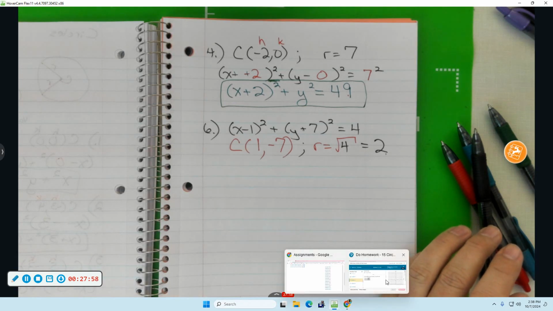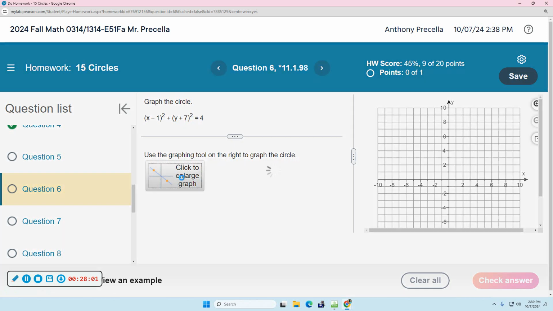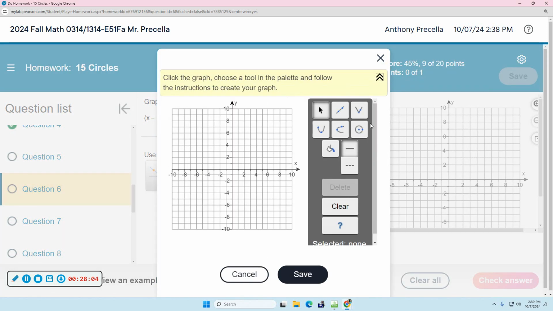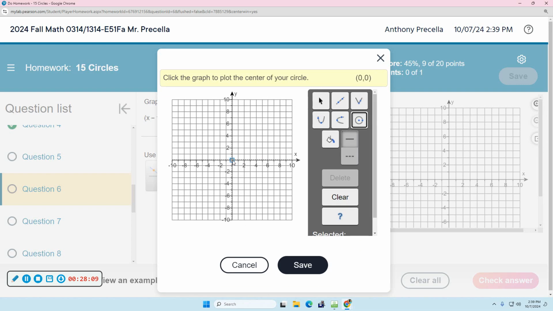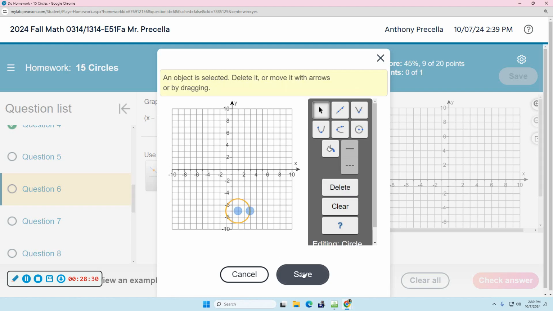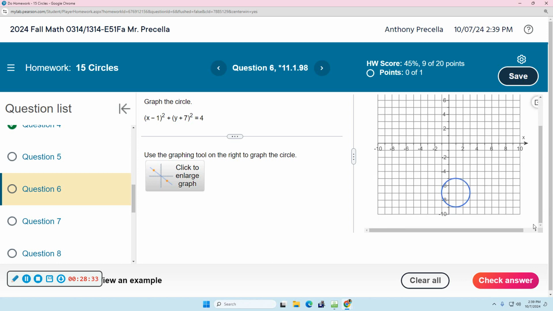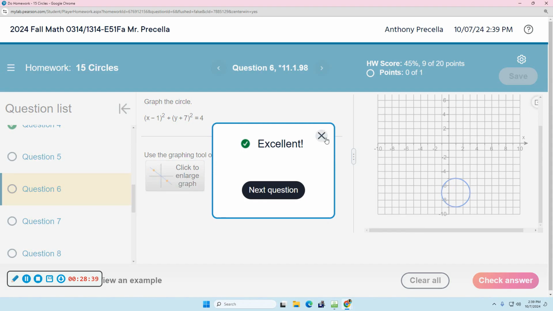So, I'm going to pop out that graph, and I'll click the circle tool once again. And the center was 1, -7. Is that it? 1, -7? Yes. And then the radius is 2. I think I'll just move 2 units to the right. 1, 2. Save it. Oh, there it is on the original grid. Any questions there?